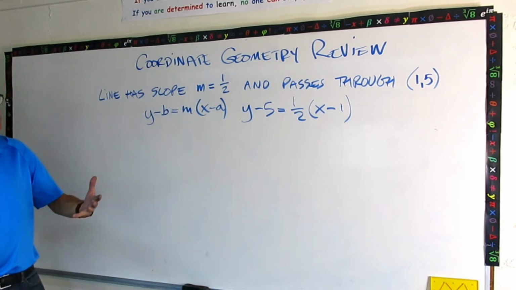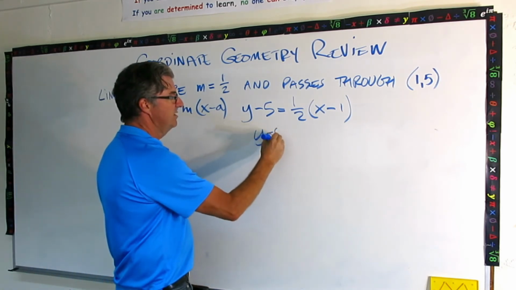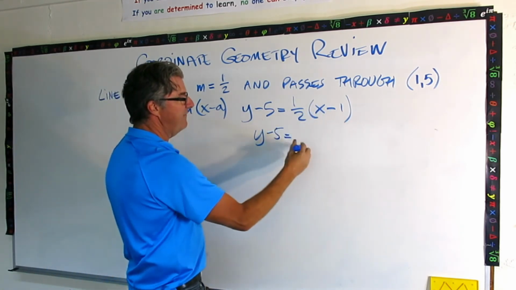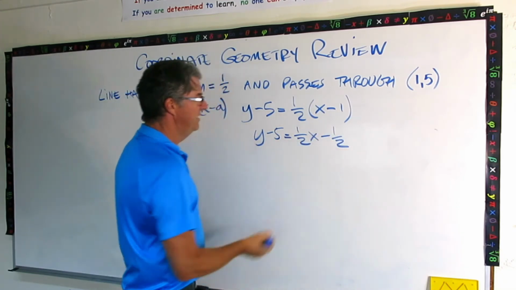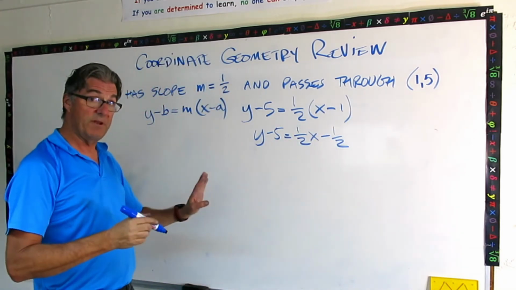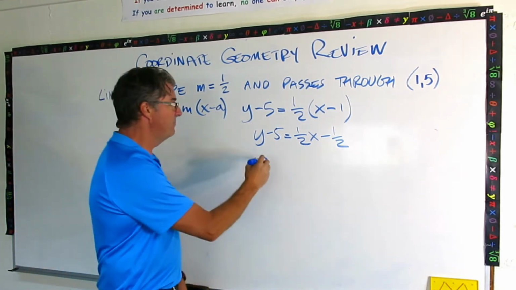Now I just need to rearrange this and get it into slope-intercept form. So the first thing I'm going to do, bring that down, I'm going to distribute my 1/2 here. So that's 1/2 x minus 1/2. And now I'm not quite there. Remember, slope-intercept is the equation solved for y. So I need to add 5 to both sides.